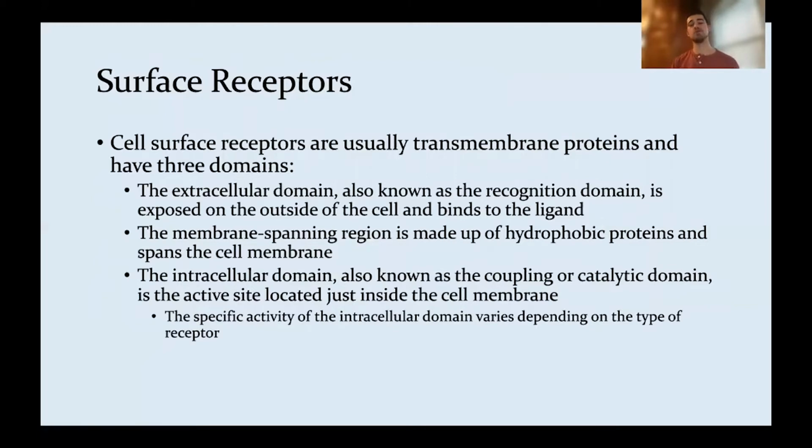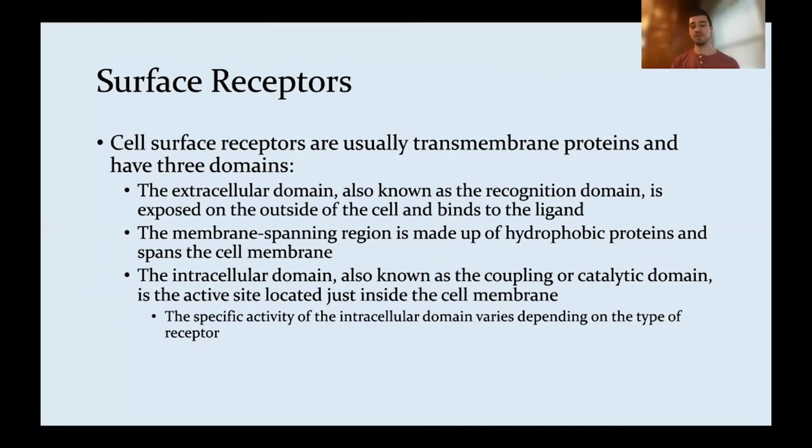Cell surface receptors are usually transmembrane proteins, and they have 3 domains. So transmembrane, remember, just means that it's sticking through the cellular membrane. And domains are just different parts. They're just different functional parts of each protein that have different functions.